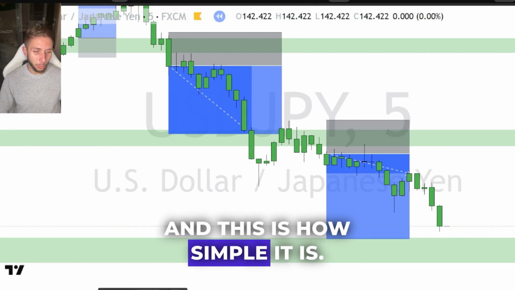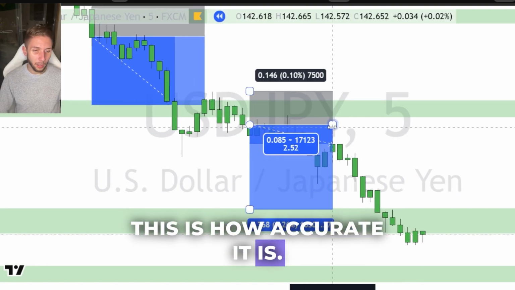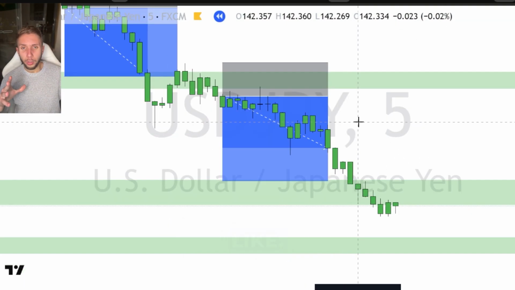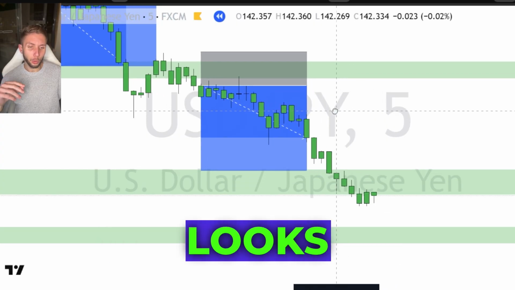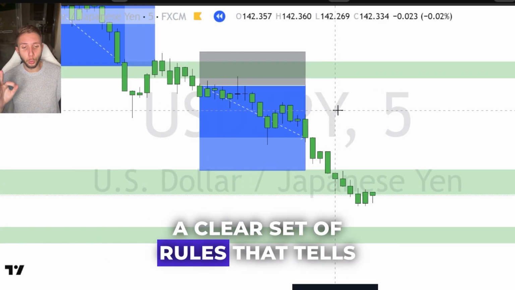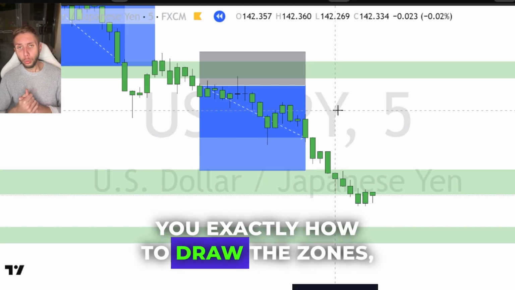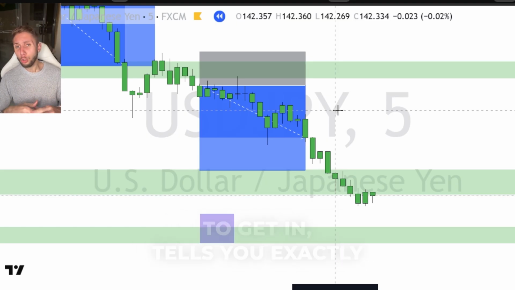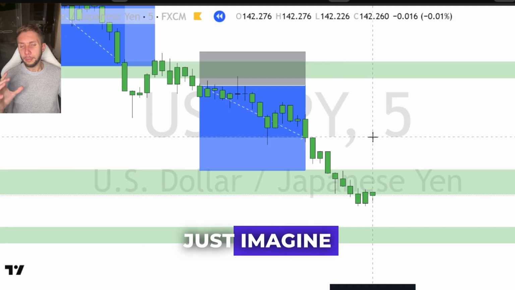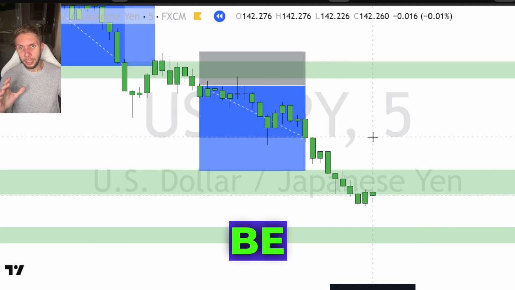And this is how simple it is. This is how accurate it is. Look at this. This is what clarity looks like. This is what consistency looks like. If just these zones are accurate, just imagine when you have a clear set of rules that tells you exactly how to draw the zones, that tells you exactly when to get in, tells you exactly when to stay out, most importantly as well. Just imagine how unstoppable you would be in that case.